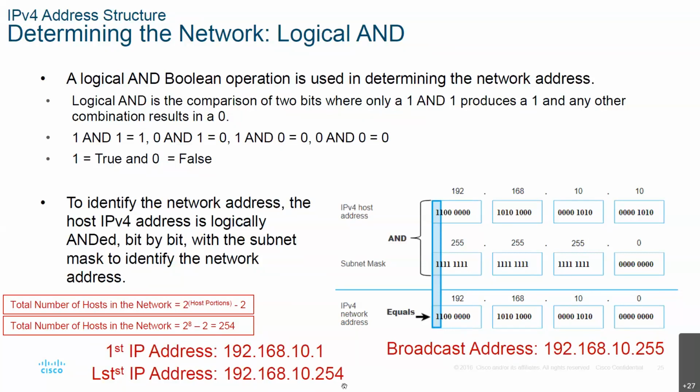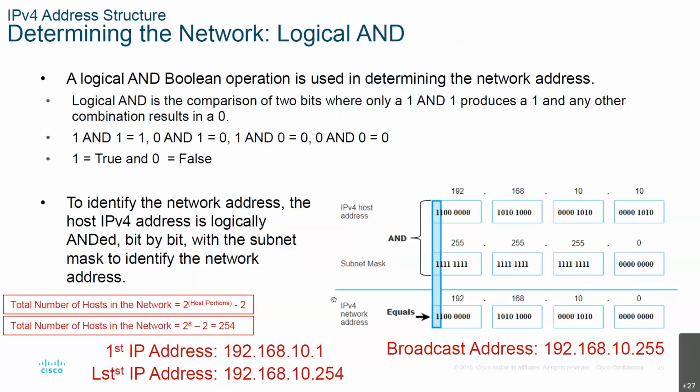That is the reason, my dear students, we say 2 to the power of host bits minus 2. Why do you think we say minus 2? Because the first address is the network and the last one is the broadcast. We cannot use these. We can use everything else in between. Get it? That is the reason we say minus 2.